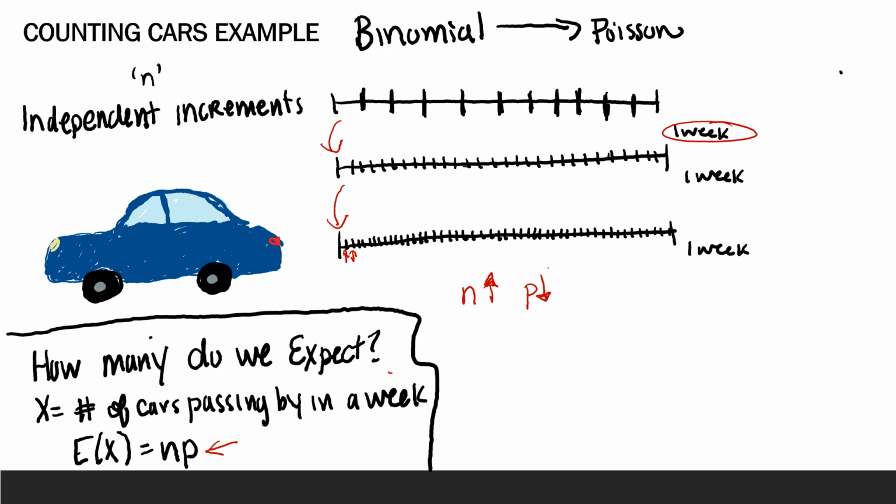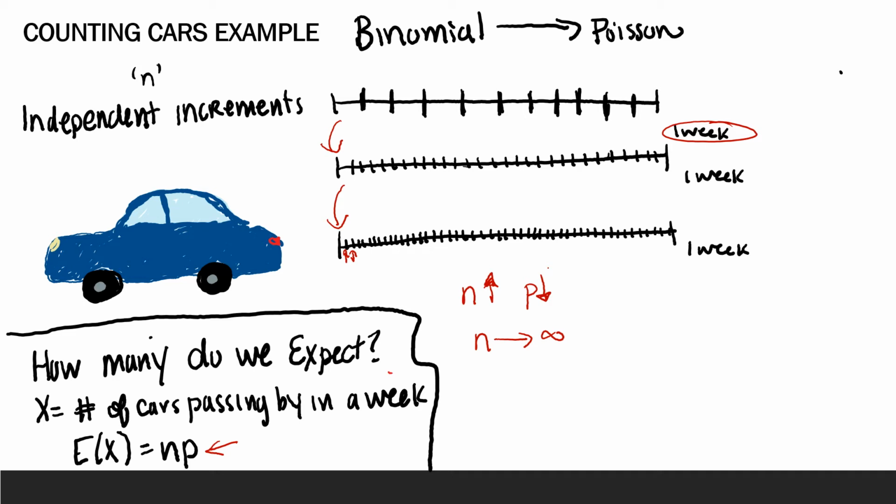Now, formally, the Poisson distribution is derived as the limit as the number of subintervals goes to infinity. But what does this really mean? Well, the binomial distribution gives us a way to estimate the probability of success or failure for an event for n trials or test runs.